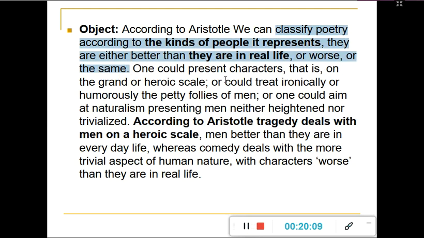يبقى الobject هنا هو الموضوع بتاعه. الموضوع بتاع الشعر، الموضوع بتاع العمل اللي بين إيديا. How can we classify poetry? We can classify poetry according to the type of people it portrays. بترسمها، بيوريها لنا. ممكن the poetry represents people as they are in real life، أو worse، أو the same، أو represents real life itself. Once it could present its own grand or heroic scale، يعني ممكن يكون grand level أو something heroic.